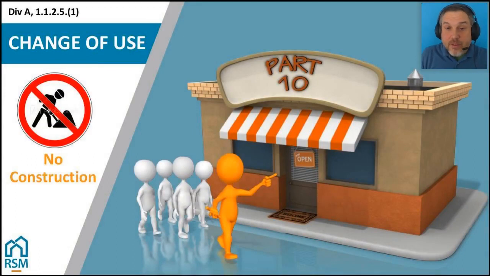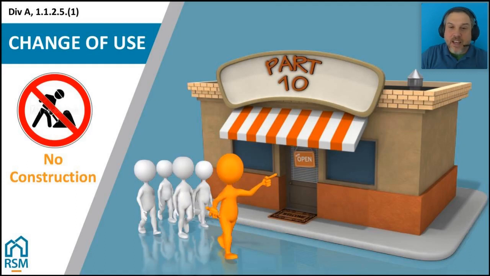So here's the path in this story. I have no construction. Let's go to the Part 10 house. So when we go to this Part 10 house, the only people in this particular group that are going to the Part 10 house are the ones that are doing absolutely no construction. If someone's doing construction, guess what? They're not allowed to go to the Part 10 house. They're going to be sent to the Part 11 house. So that's something to definitely understand when we're dealing with Part 10 change of use.